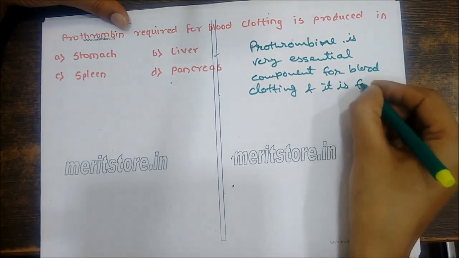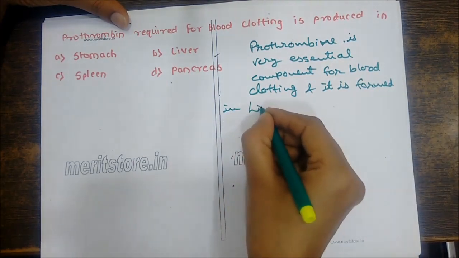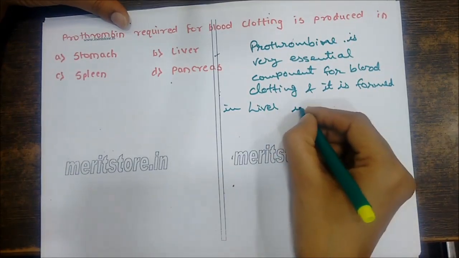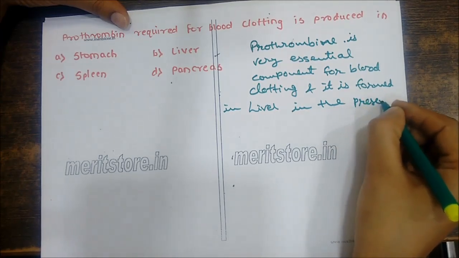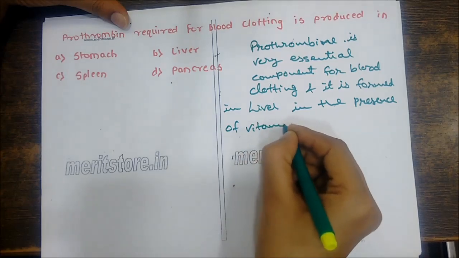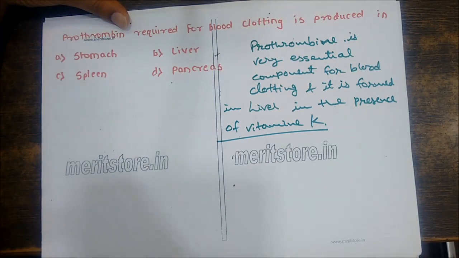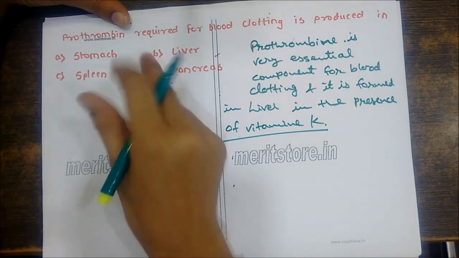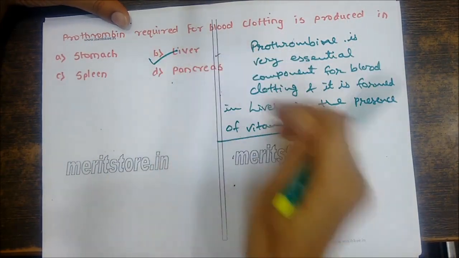It is formed or synthesized in liver in the presence of vitamin K, so the prothrombin is produced in the liver, that is B. So prothrombin required for blood clotting is produced in liver, that is B.